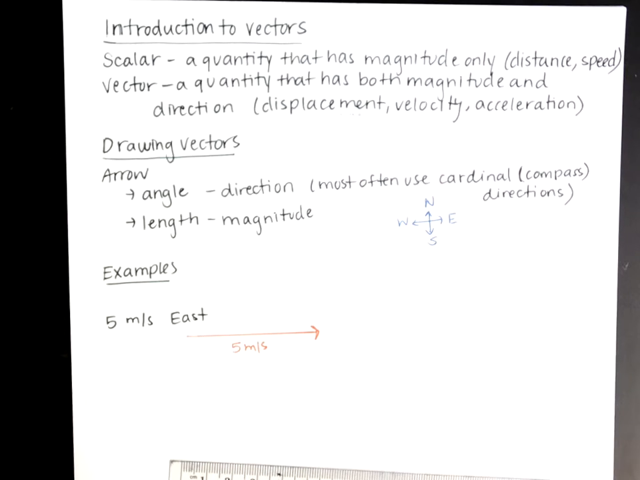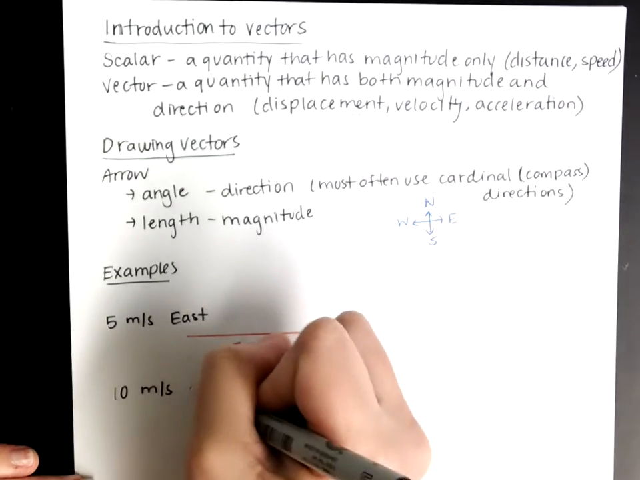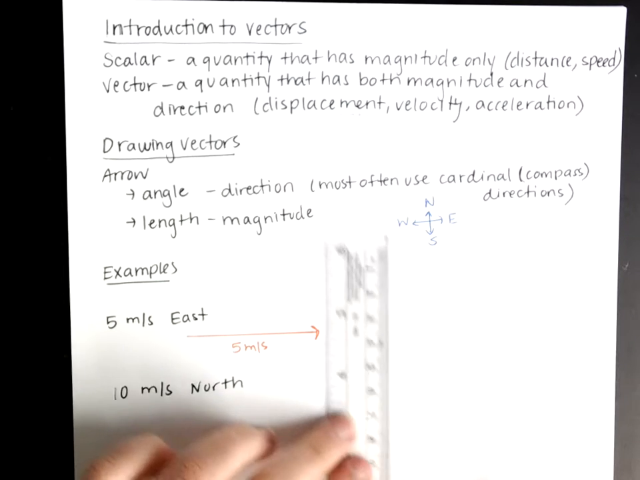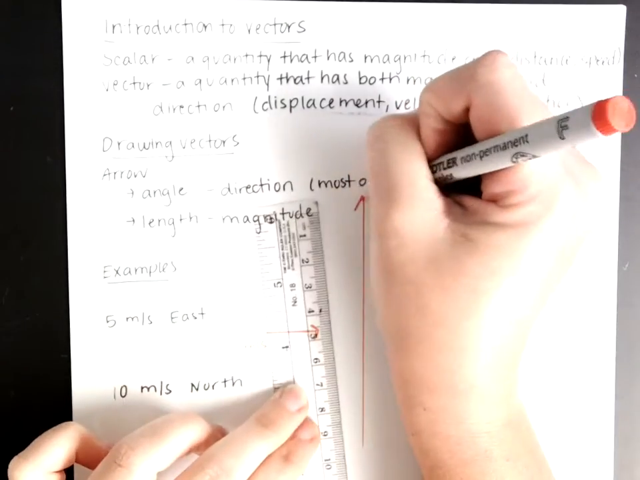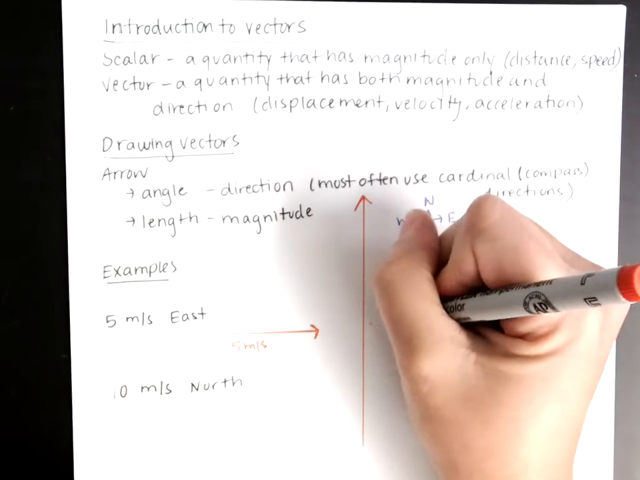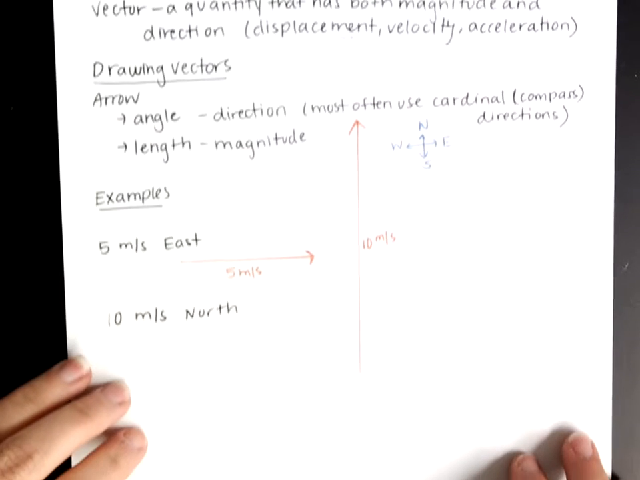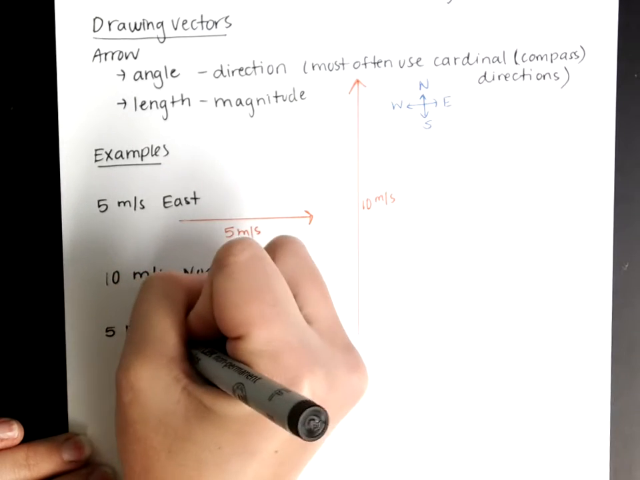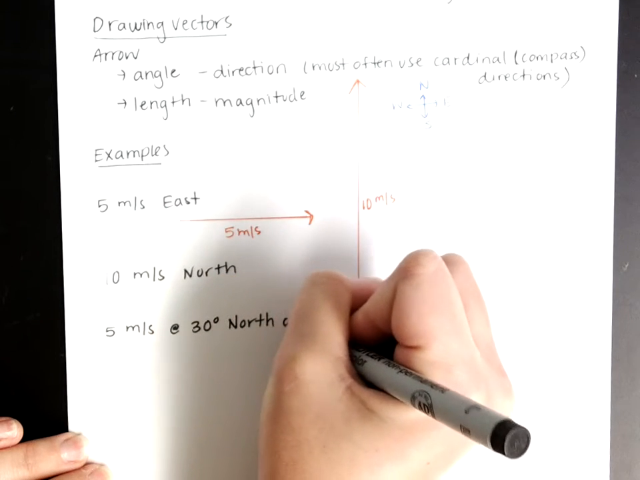Okay, moving on to another example. 10 meters per second north. So 10 centimeters. That's how long it's going to be, and it's going to be pointed in the north direction. There we go. 10 meters per second. Okay. So now let's go ahead and try one with an angle. 5 meters per second at 30 degrees north of east.